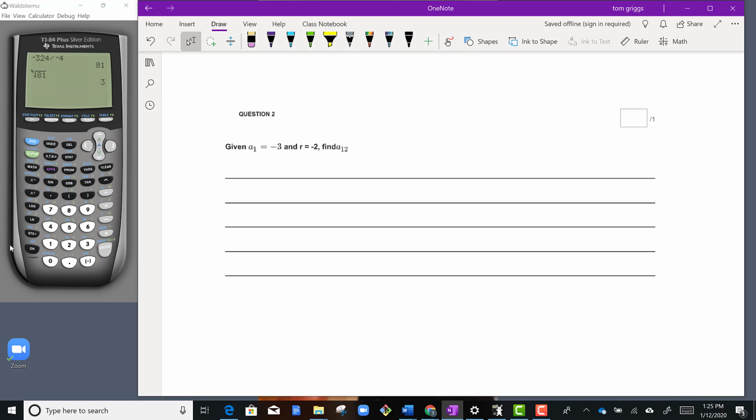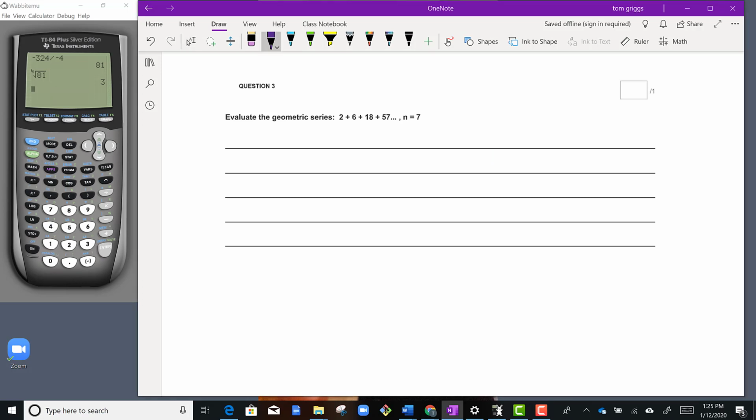Question number 2, it just wants us to find the 12th term. Again, this is assuming you've watched the video. It's a pretty simple formula. It's a sub 1, which we know is -3, times the common ratio. I always like to put the common ratio in parentheses, and 12 is the position of the term we're trying to find. Substitute that in the calculator to get your final answer there.